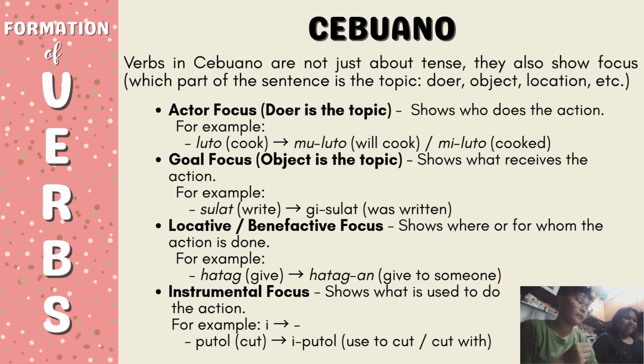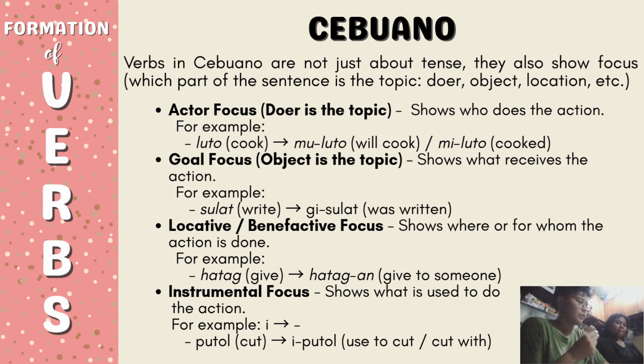Now we will talk about the formation of verbs in the Cebuano language. Verbs in Cebuano follow a unique grammatical system called focus, which highlights which part of the sentence is the main topic rather than indicating tense. This system shows whether the focus is on the doer, receiver, location, beneficiary, or tool used, making the language very precise.